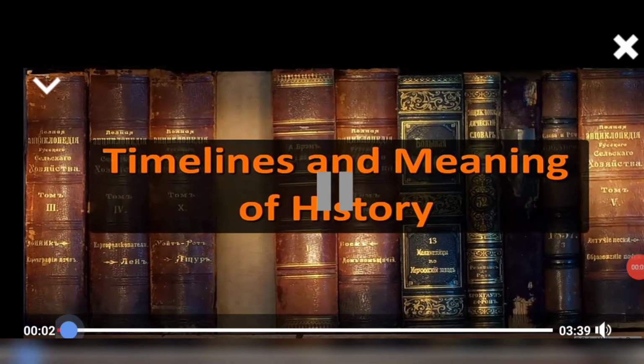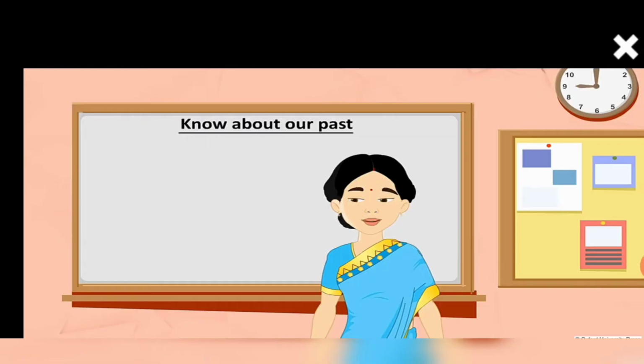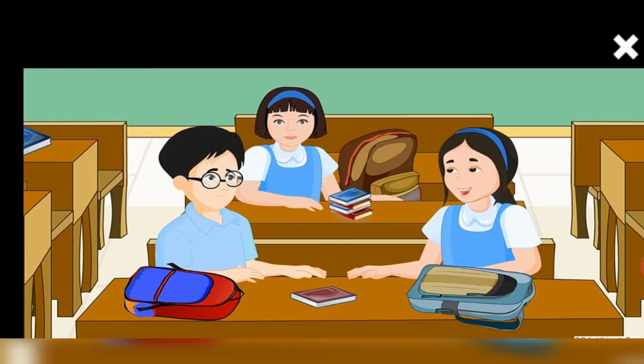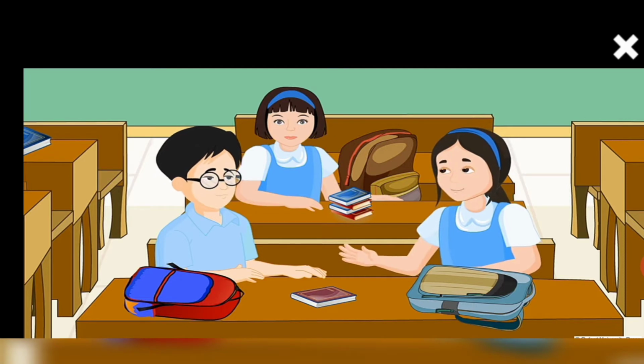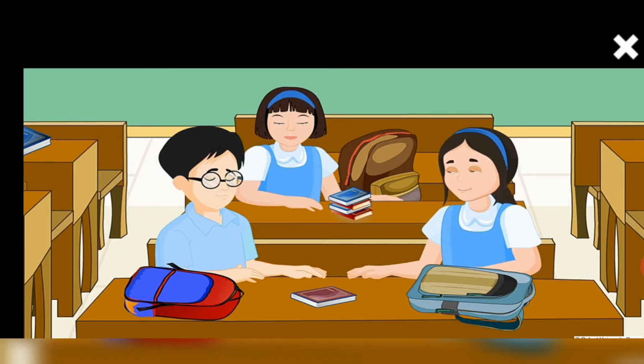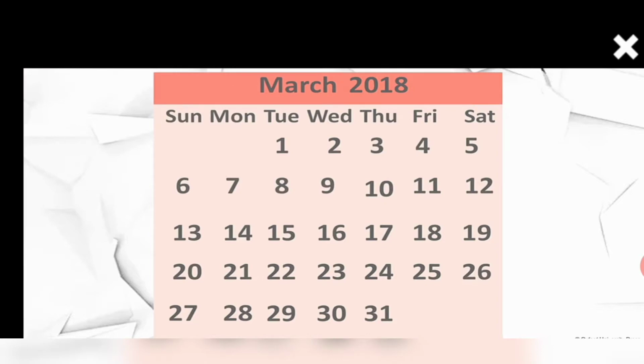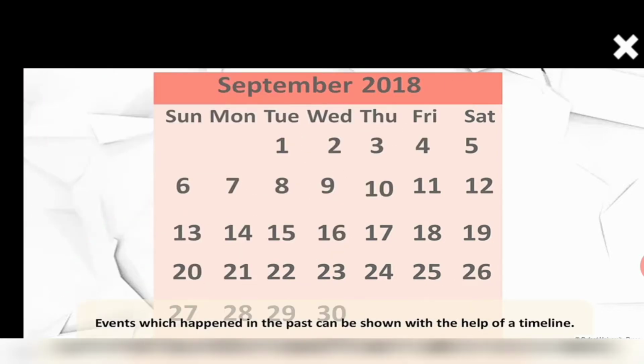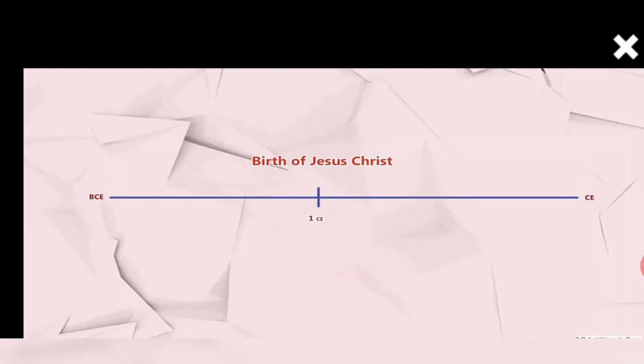Timelines and meaning of history. How would you represent events that took place in the past? Meena began to wonder when her teacher asked her this question. There is a very simple way to do this. Events which happened in the past can be shown with the help of a timeline. A timeline is a line used to represent time. It shows the events that have happened in the past in a chronological order.